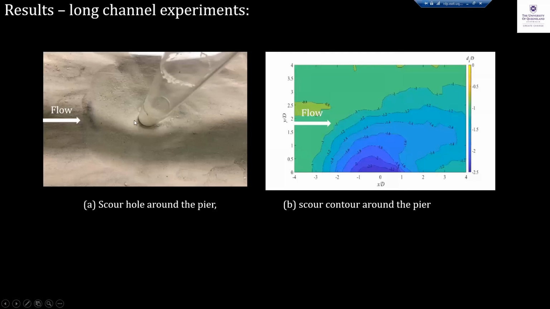And this is what the scour hole looks like in the experiment. And this is the bed levels measured and contours plotted around the pier, with the scour closest to the pier being the highest, that is 2.5 times the diameter of this pier.